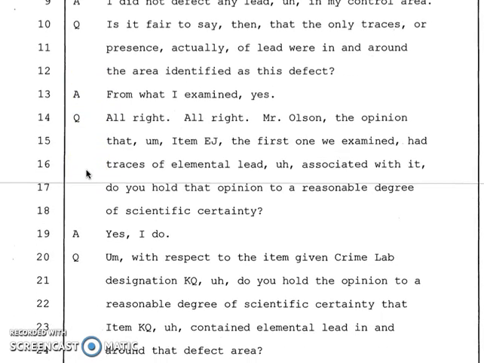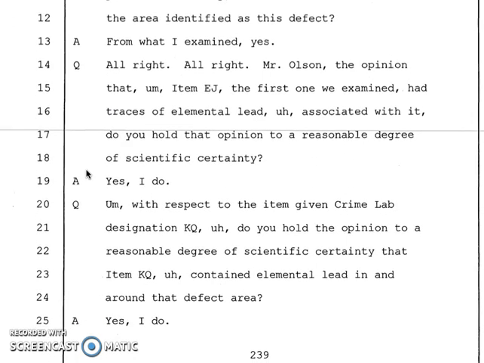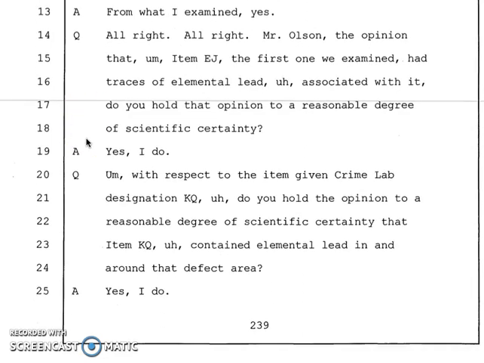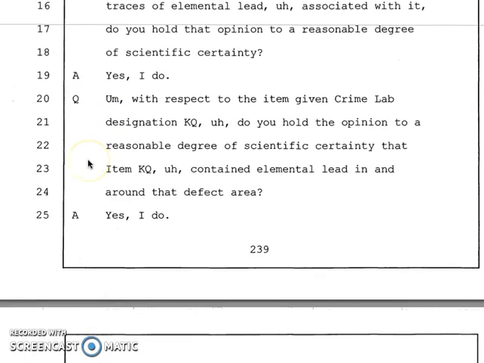All right. Mr. Olson, the opinion that item EJ, the first one we examined, had traces of elemental lead associated with it, do you hold that opinion to a reasonable degree of scientific certainty? Yes, I do. With respect to the item given crime lab designation KQ, do you hold the opinion to a reasonable degree of scientific certainty that item KQ contained elemental lead in and around that defect area?